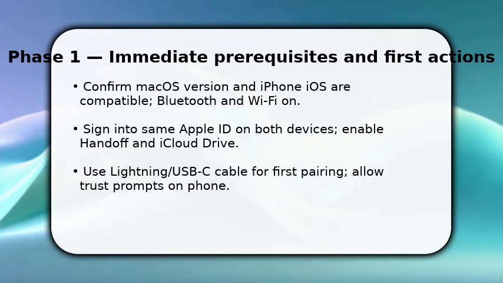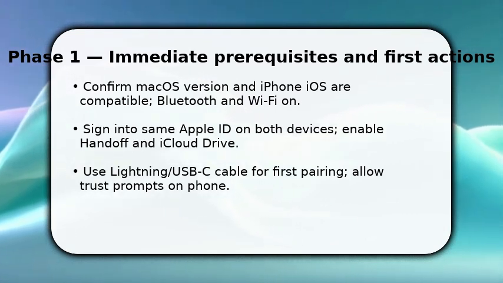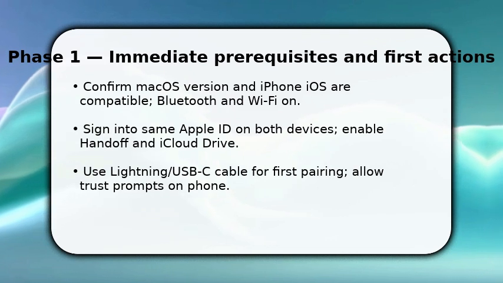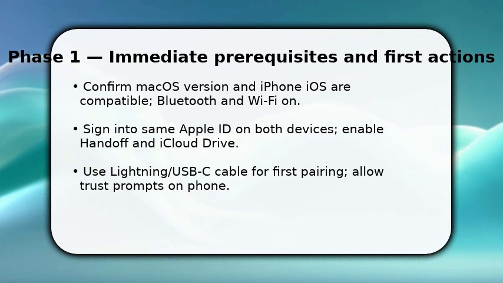You'll start by making the connection now. Plug your phone into the Mac with the cable, then tap Trust on the phone. This establishes the secure link. Once done, enable Bluetooth and Wi-Fi on both devices so continuity features can work wirelessly.